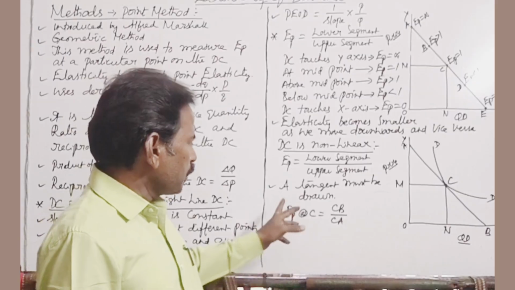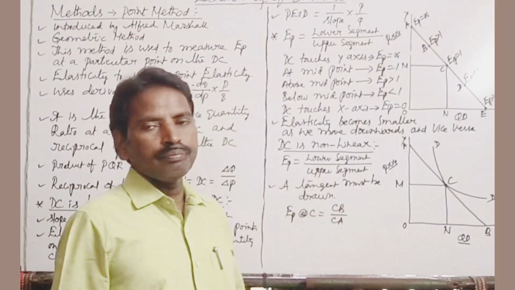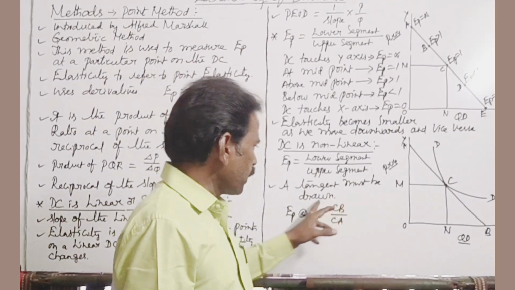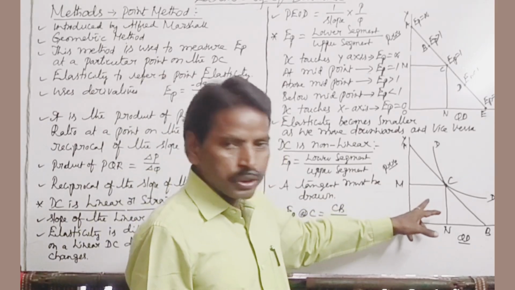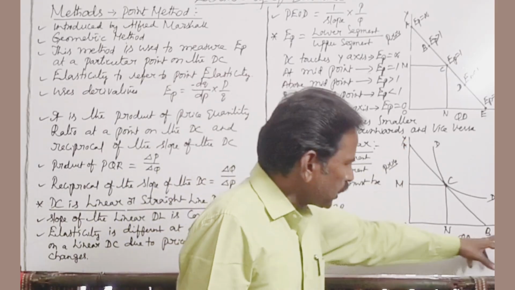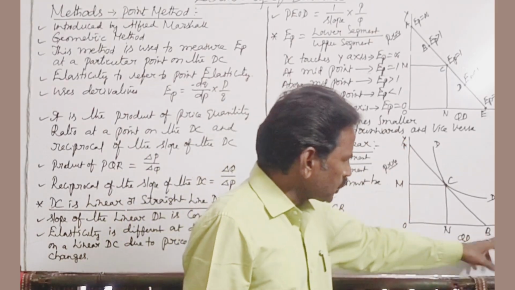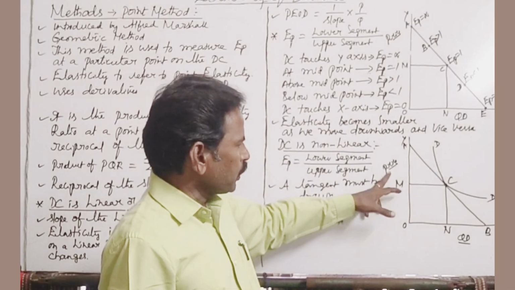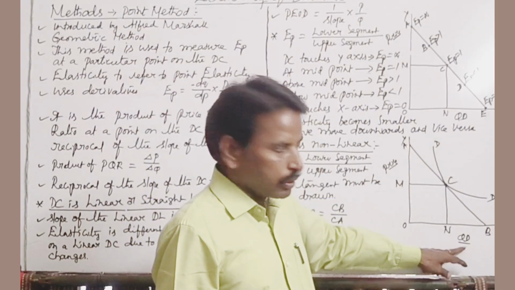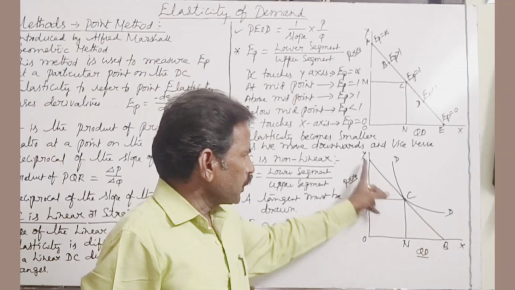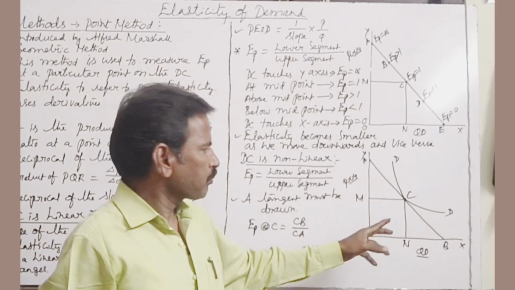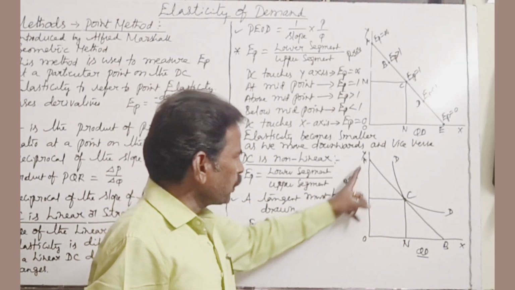But a tangent must be drawn. If you observe this diagram, draw an L shape, mark Y, O, X. Price is measured on the y-axis, quantity demanded is measured on the x-axis, and AB is the tangent. A tangent must be drawn.